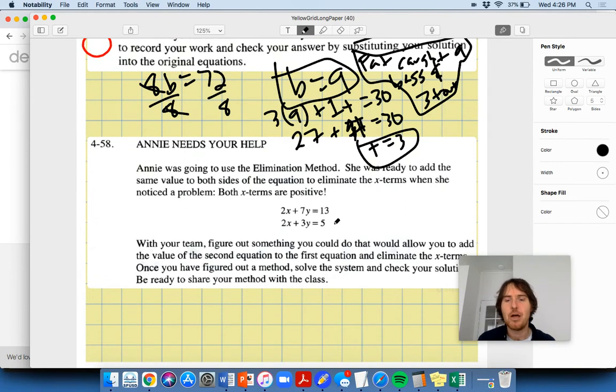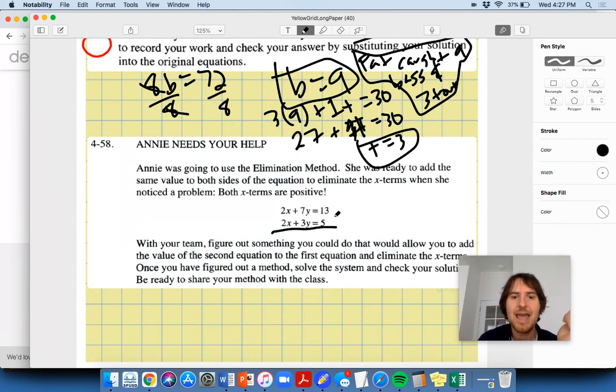Annie needs your help. Check it out. Annie was going to use the elimination method. She was ready to add the same value to both sides of the equation to eliminate the x terms, when she noticed a problem: both x terms are positive. Oh no, this is something we did yesterday in class for elimination. With your team, figure out something you can do to add the value of the second equation to the first equation and eliminate the x terms.